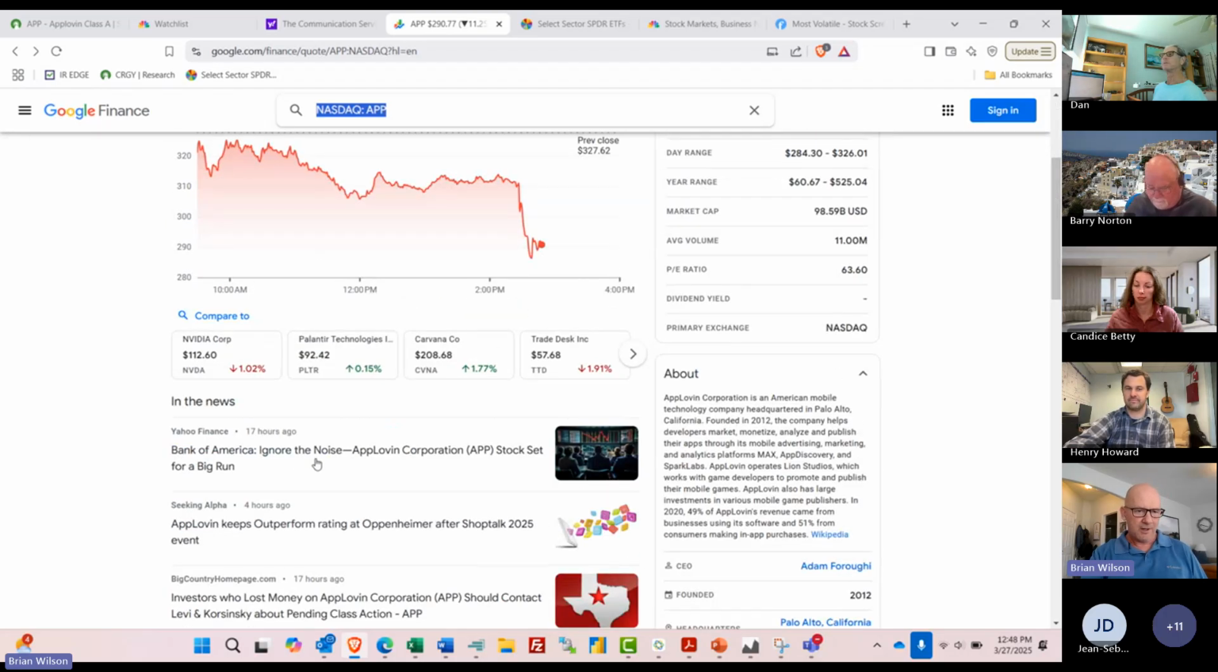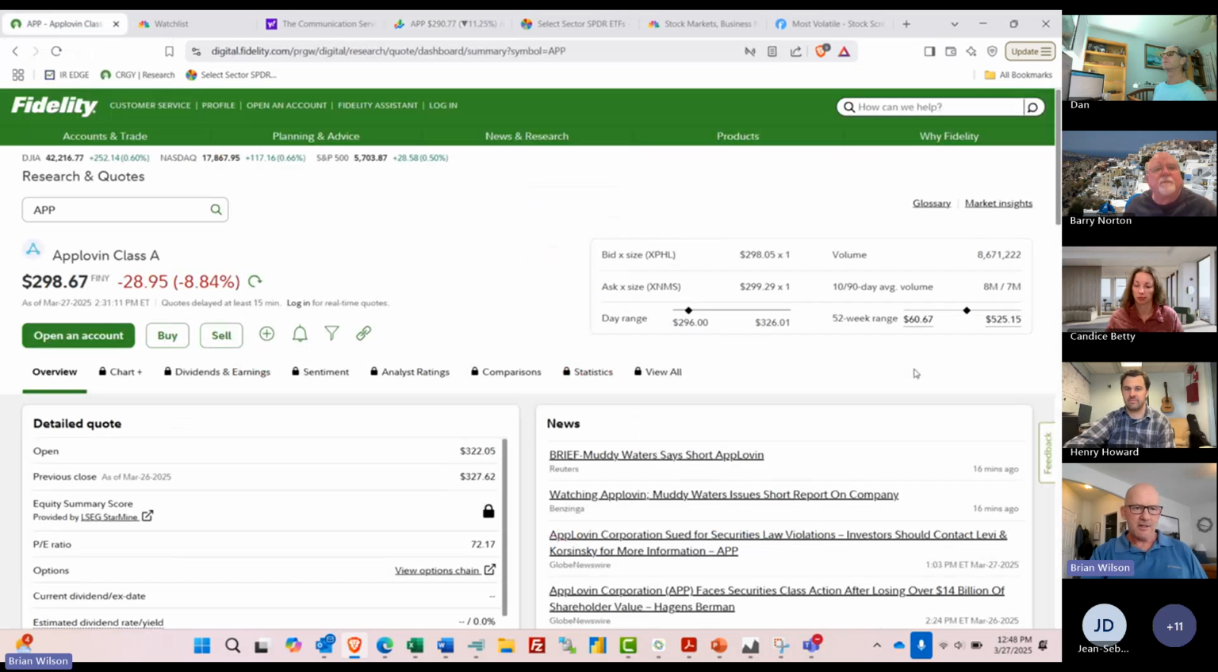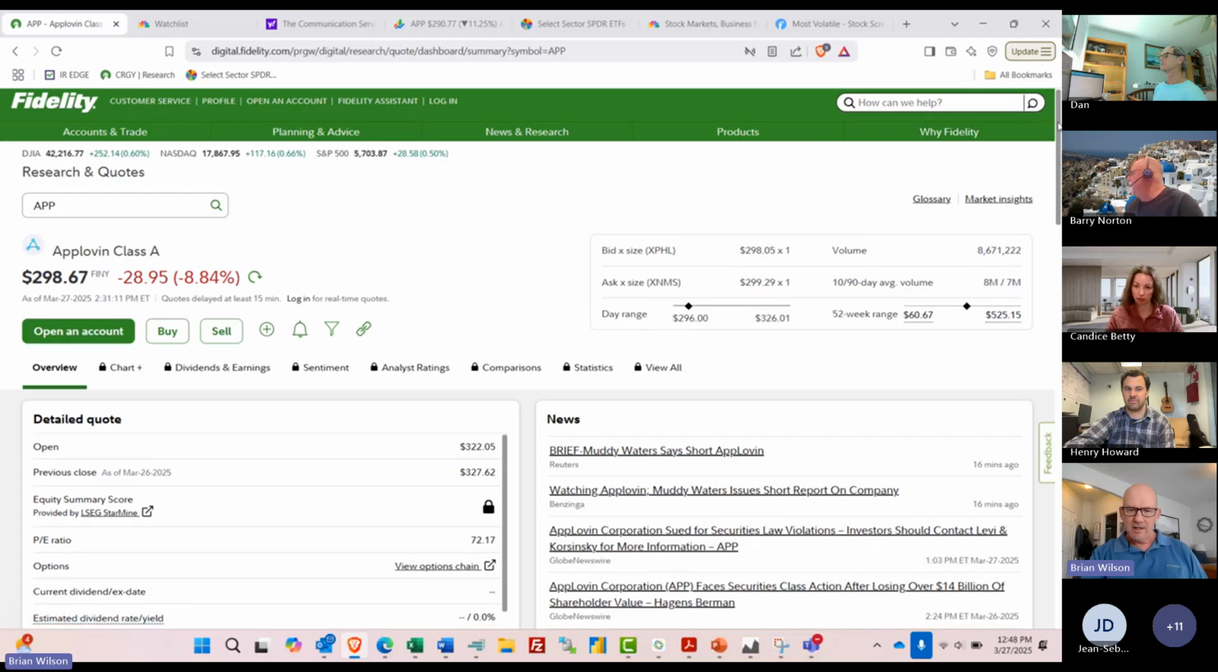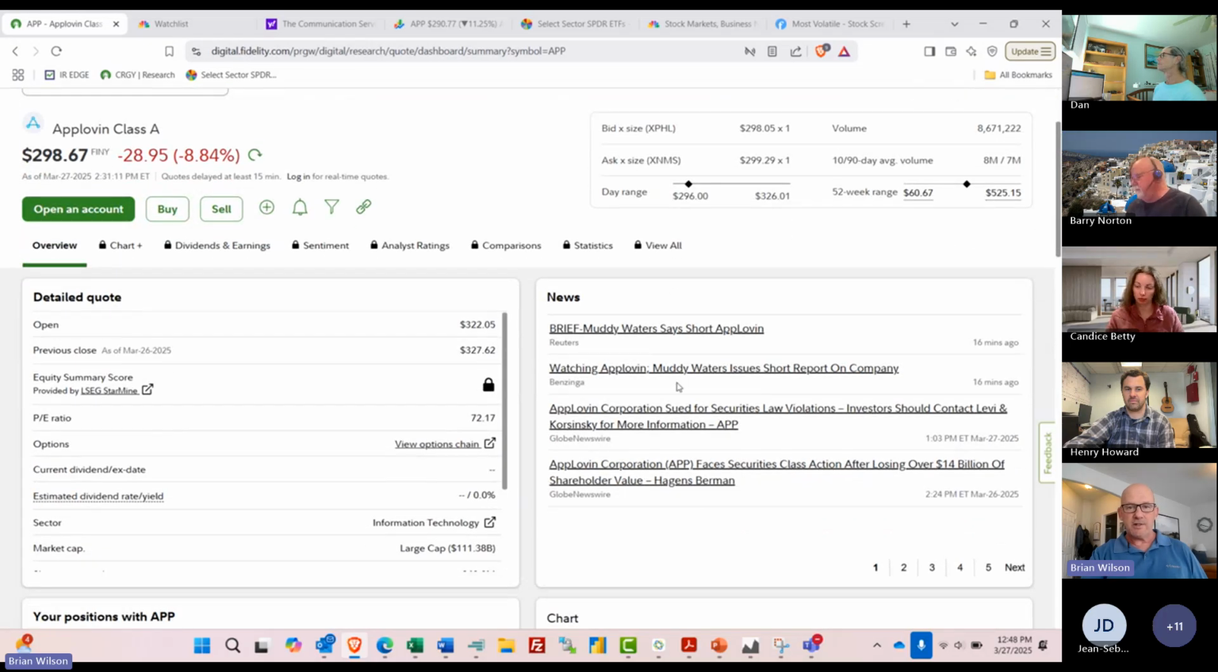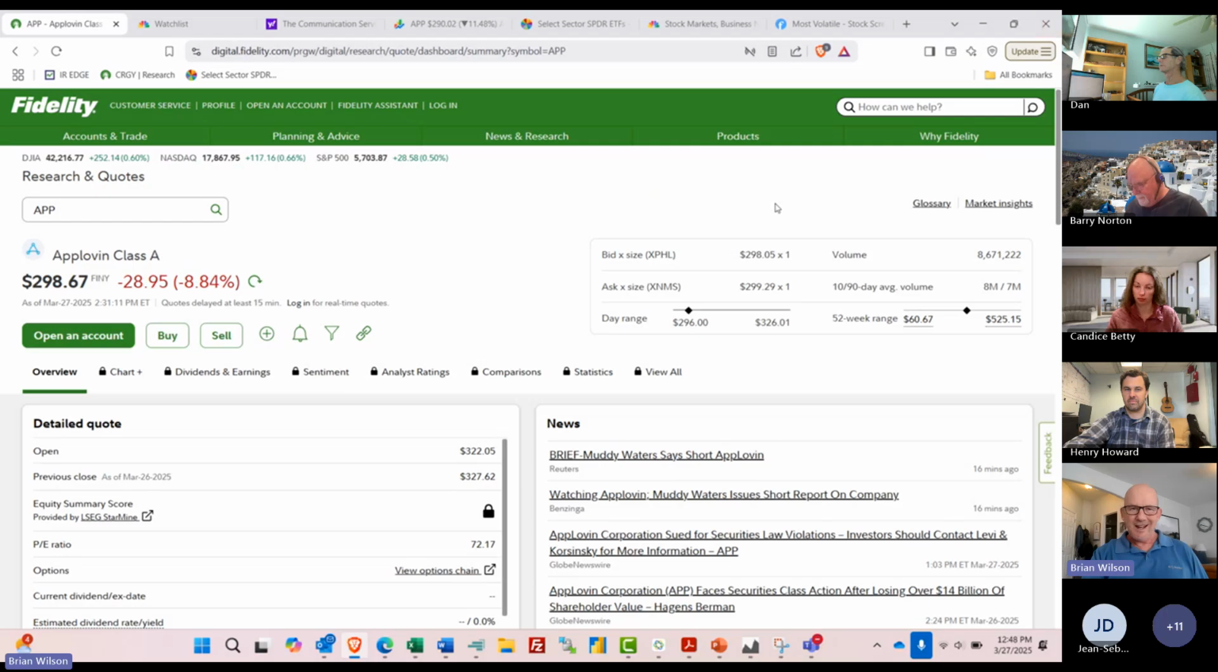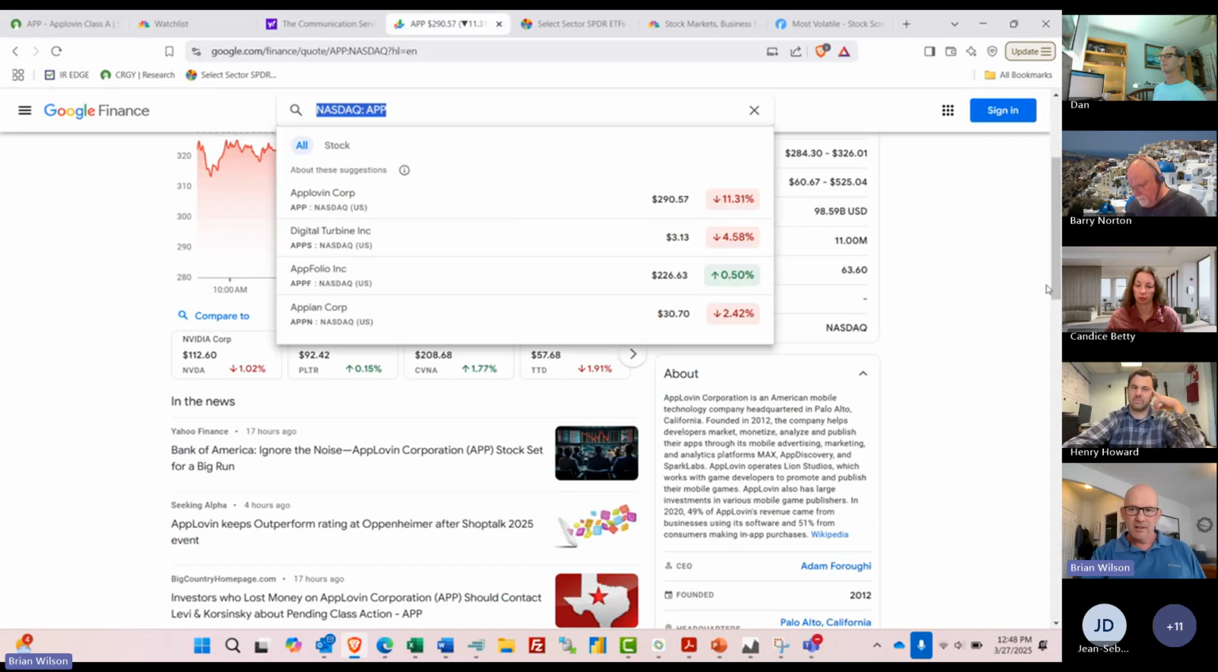Google Finance. I'm not seeing anything. I went and I checked another source that I have. It's just a Fidelity account. But there's a short piece out there that just hit 16 minutes ago. So Muddy Waters issued a short report. Personally, I think I'm going to leave that one alone today. I don't know how that short report is going to impact trading.